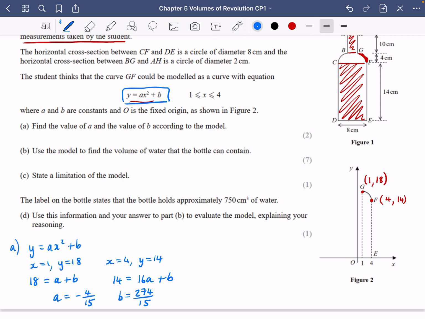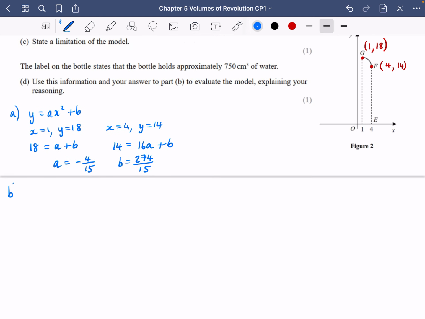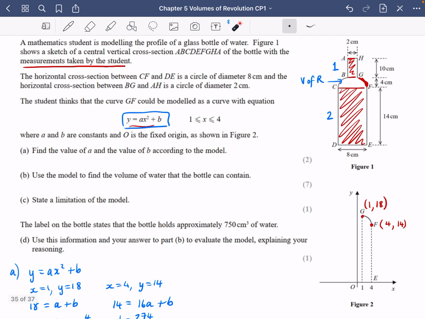Now it says use the model to find the volume of water that the bottle can contain. So I think what we need to do are these 3 stages. I think we've got cylinder number 1, cylinder number 2, and then we've got a volume of revolution. So we're going to do that volume as 3 separate sections. First of all, I'm going to do cylinder number 1, which I think I've said is the top one. So if the diameter of this is 2, the radius is half, which is just going to be 1.